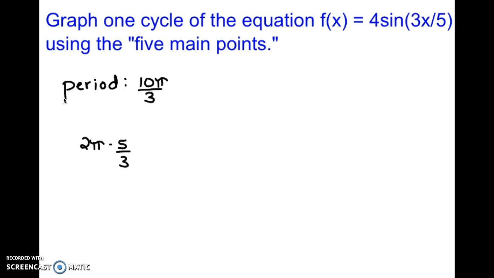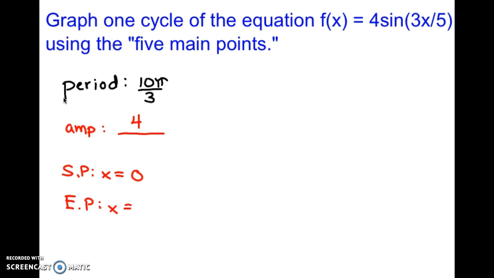So let me erase that work. Our amplitude, which I'll abbreviate amp, ends up being the number in front of sine or cosine, the a value, the absolute value of it. So in this case, it's 4. What that means is my starting x value ends up being 0 in this case. It has been with all of these. My ending x value is the starting point, which is 0, plus the period. So if I'm starting at 0 and I'm traveling a distance of 10 pi over 3, I'm ending with an x value of 10 pi over 3. So I should be able to go ahead and graph this.